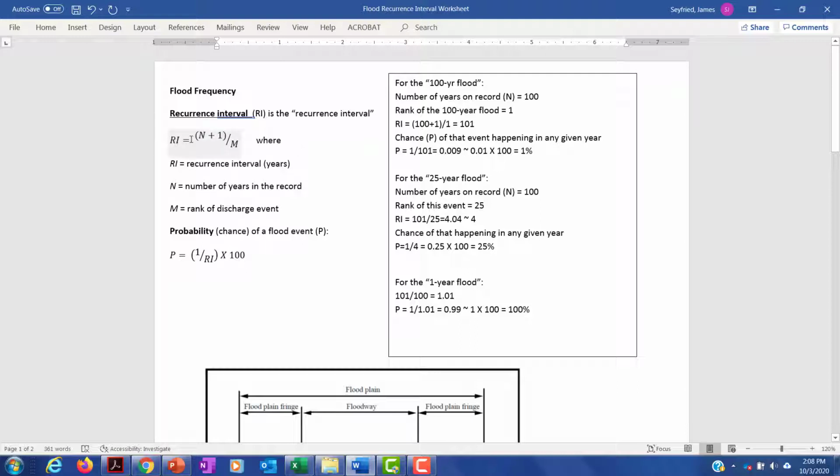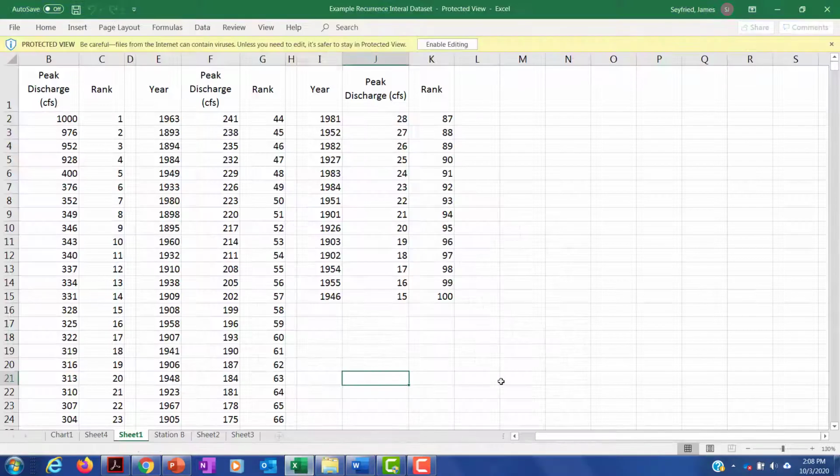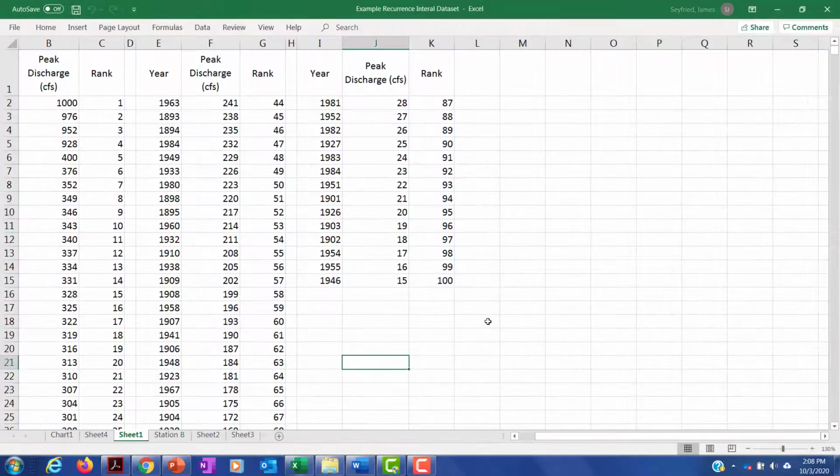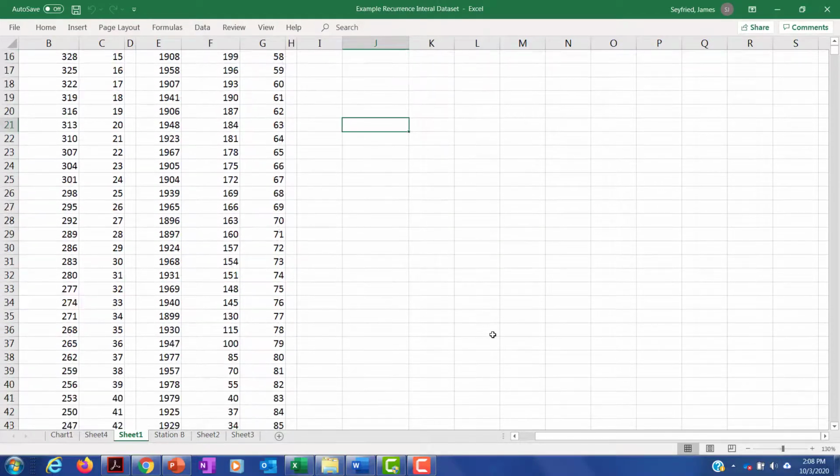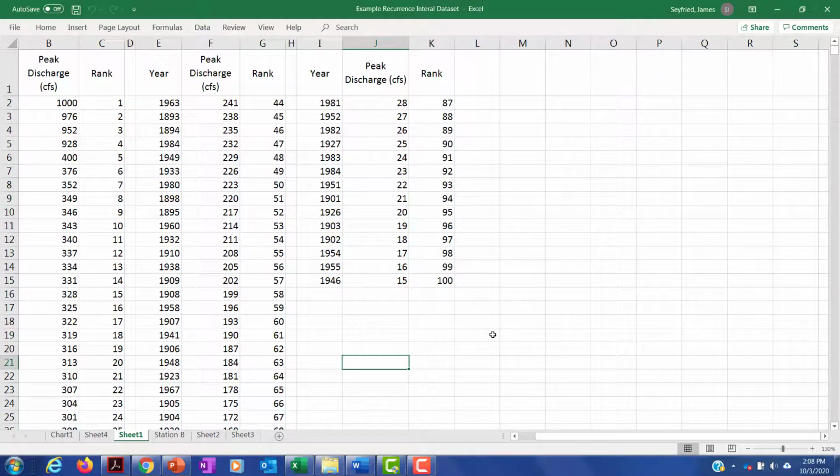The recurrence interval is the number of years that you have on record for that river divided by the rank of that event. And I want to give this a try here. So here's what it looks like. Here's a table of, let's say you've been monitoring a river for 100 years. That's awesome. You have 100 years of record. And what you do is take each peak discharge for each year. Every year has one highest discharge, right? Write it down, and then you rank them. It doesn't matter which year it occurred.